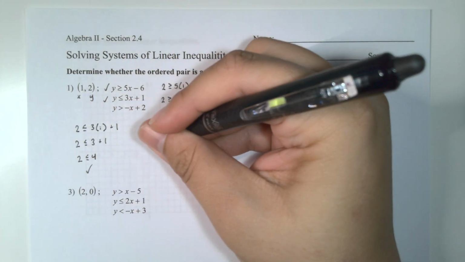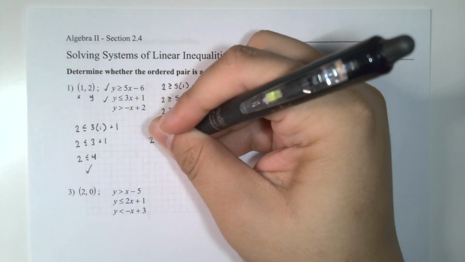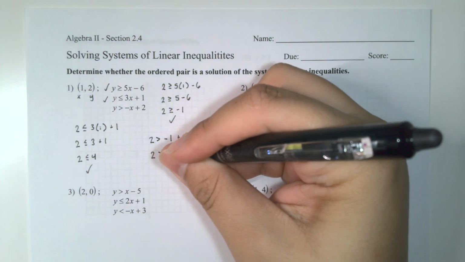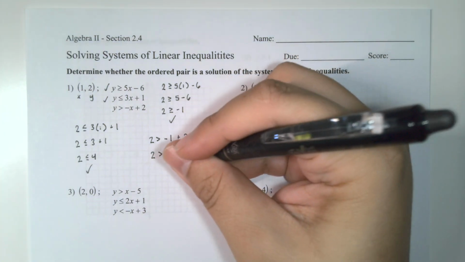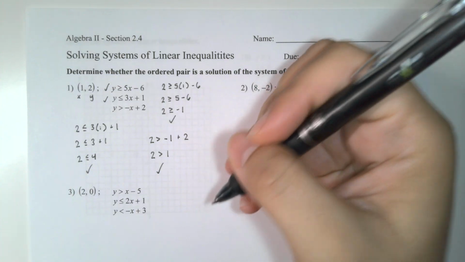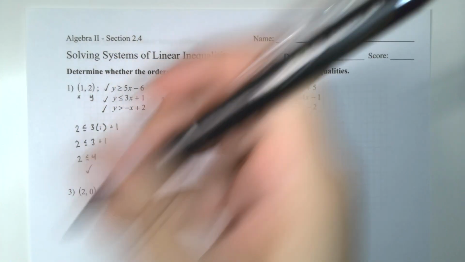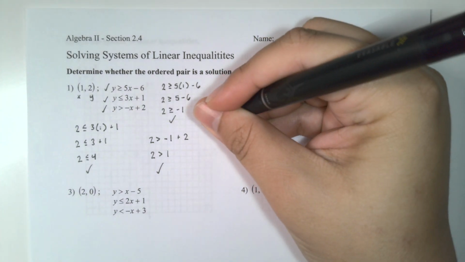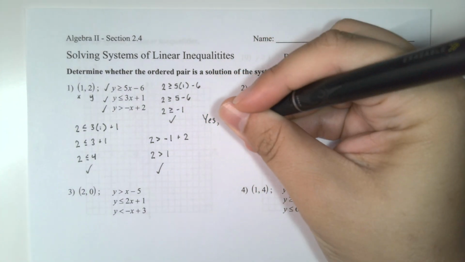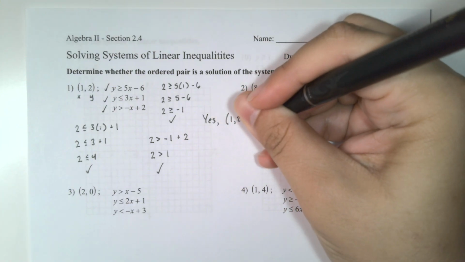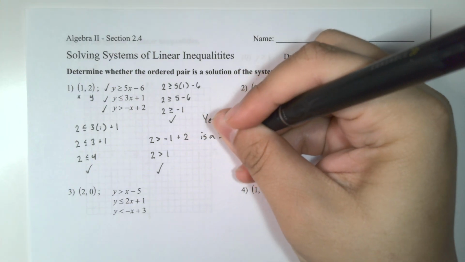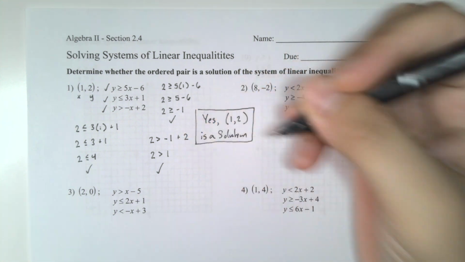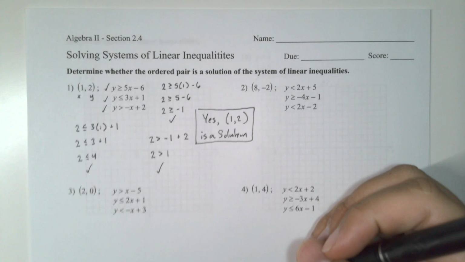And now let's check the third one. That's going to be 2 greater than negative 1 plus 2. And now we have 2 greater than negative 1 plus 2 is 1. And that checks out. So, because all three of them are true, we say yes, 1 comma 2 is a solution. And there we go. That's number 1.